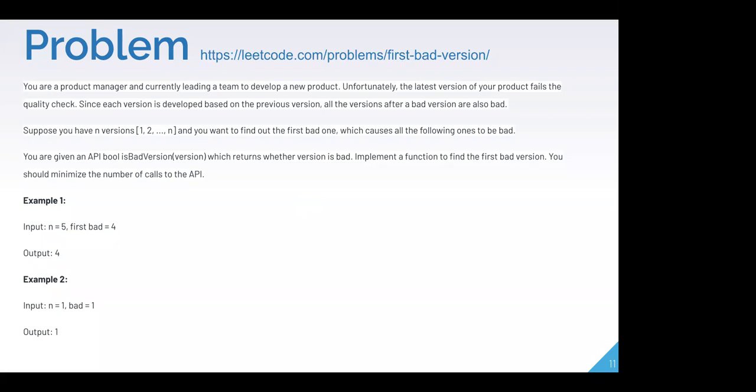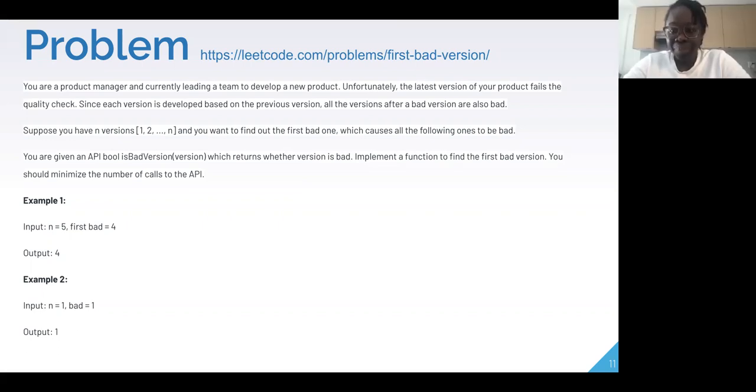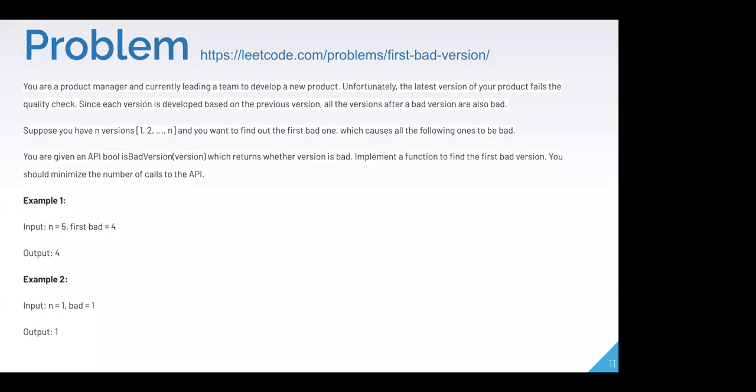Okay. So basically, from my understanding, the problem is saying that you're a product manager and your team usually develops new products, and you lead that team. Unfortunately, the most recent versions of our products fail a quality check. So the most recent versions are the latest versions of the product, and they fail quality checks. It's saying each version is developed based on the previous version, and all versions after a bad version are also bad. So if our latest version of a product is bad, then the versions after it are also bad, like everything is going down the drain.